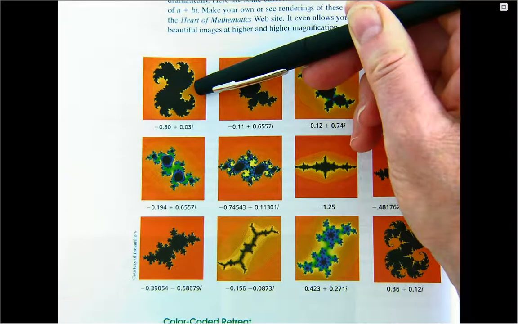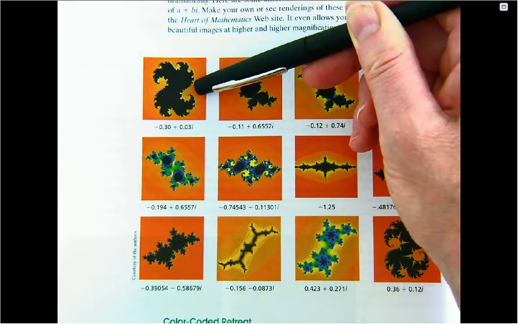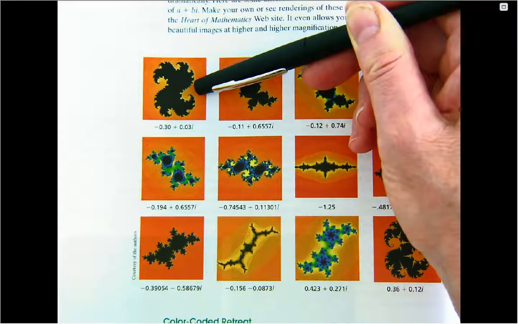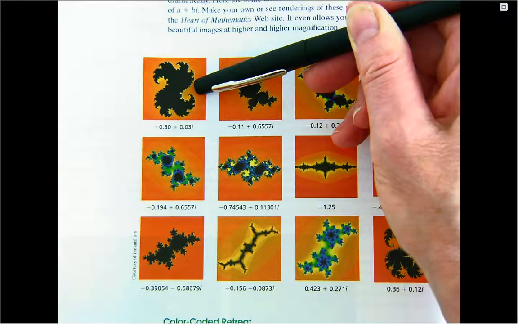this is all plotted in the complex plane. So if I pick a point out here and square it and add negative 0.3 plus 0.03i, and take that answer and square it and add negative 0.3 plus 0.03i, and continue on with that, then that gets big. It gets real big.